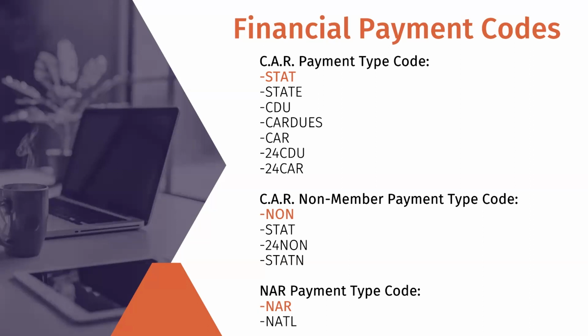I also want to mention for your non-members, for those associations that are manually adding non-member financial records to M1, you will find there is no payment type code for NON when you're manually adding the financial record to M1. You're going to use the payment type code STAT. The reason why this record will process successfully on our end is because the member is going to show a member type of N, and so our system will know to process this record as a non-member payment.